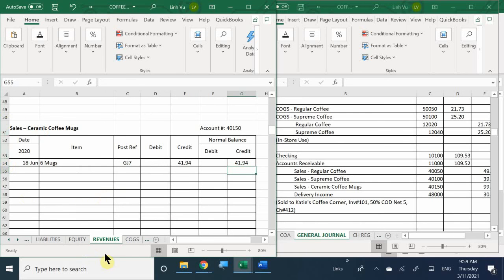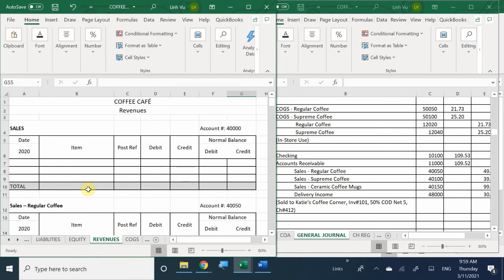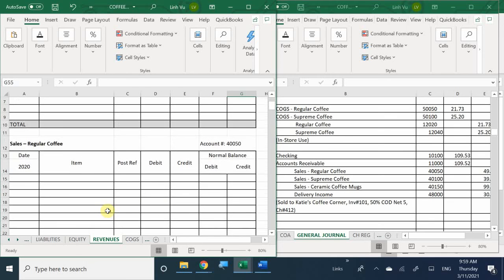Revenue accounts. Revenues. Okay, so now that we recognize that we sold by the pound, here we are at the very, very top because the account number is 450. So sales, regular coffee, again, this is 619. How many pounds of regular coffee did I sell? 15 pounds.